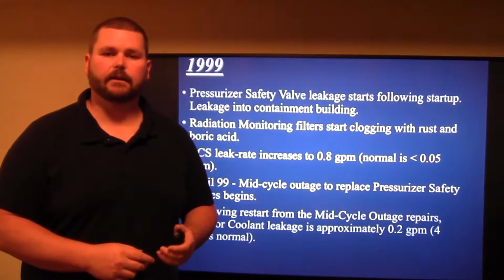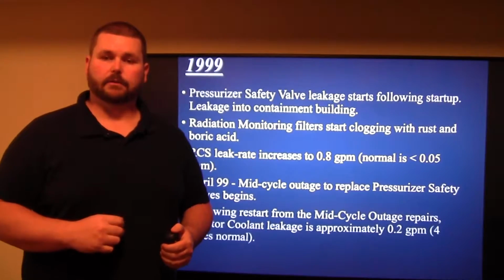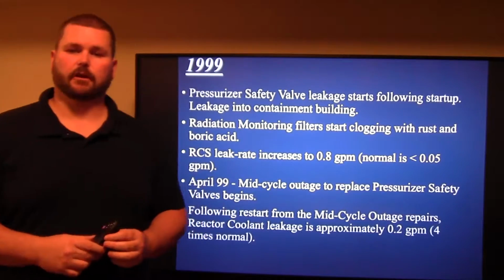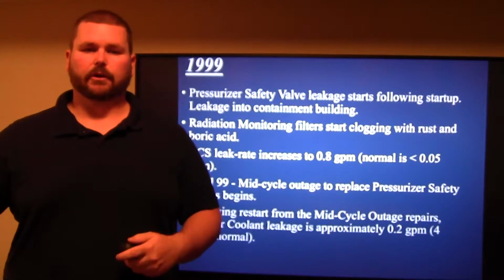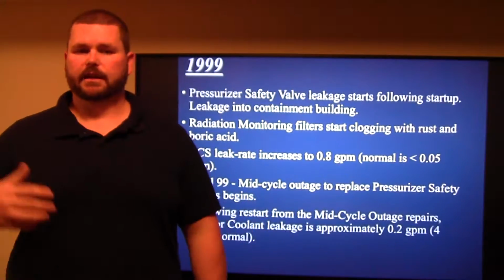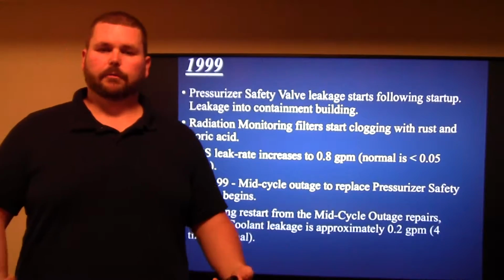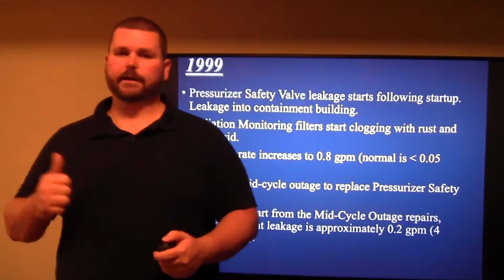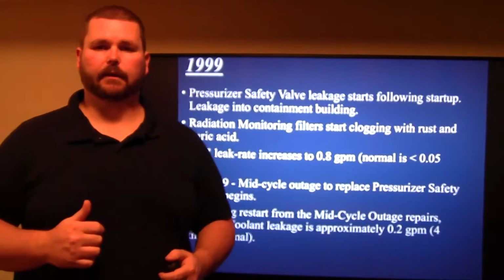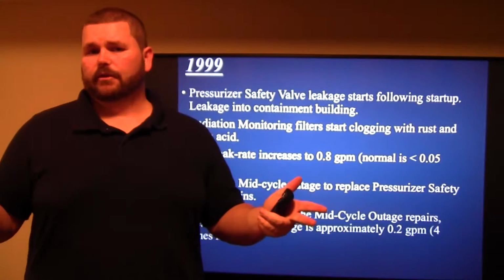Then in 1999, they had an actual leak. The pressurizer safety valve leak started following the startup. And they're like, oh man, our filter started to clog for our rad monitors, our containment air. And the reactor coolant pump leak rate went up to 0.8 gallons per minute. Our tech spec is 1 gallon per minute. So we're just under the tech spec. And our normal is 0.05 gallons per minute.